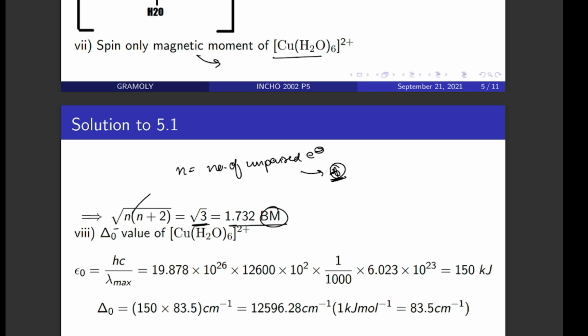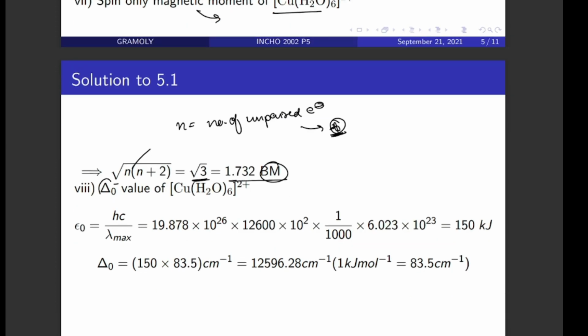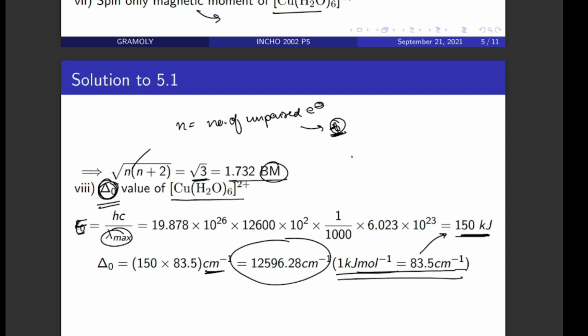Then we have to calculate the crystal field splitting energy of [Cu(H2O)6]2+. As we know, the energy goes by the formula hc by lambda max, which had been supplied to us earlier in the question. Substituting all the values, we get 150 kilojoules. But the answer has been asked in centimeter inverse form. As we are provided with the data, 1 kilojoule is equal to 83 centimeter inverse. Putting this value here, we get the value which is our answer to part 1.